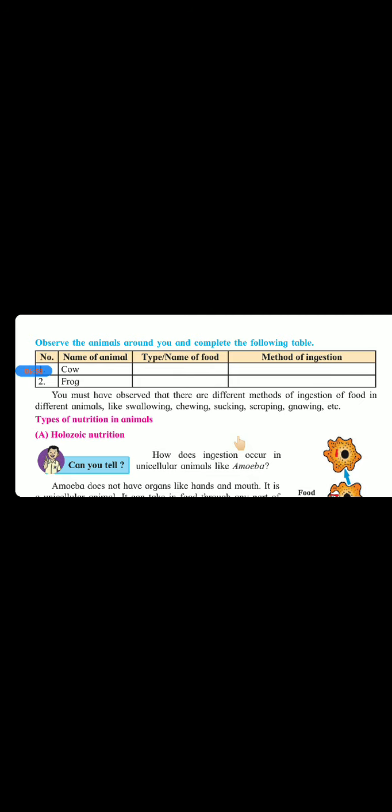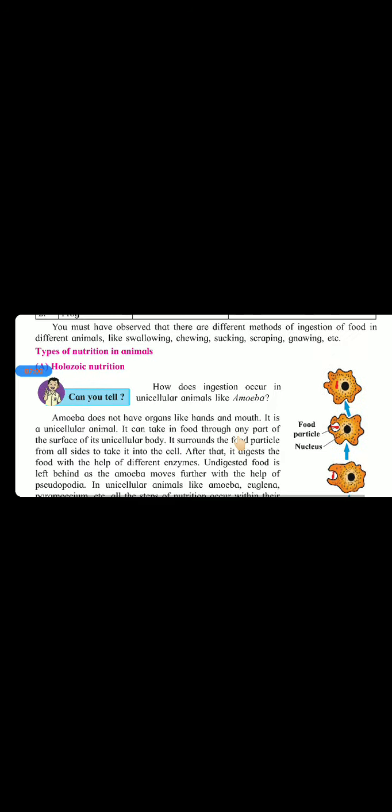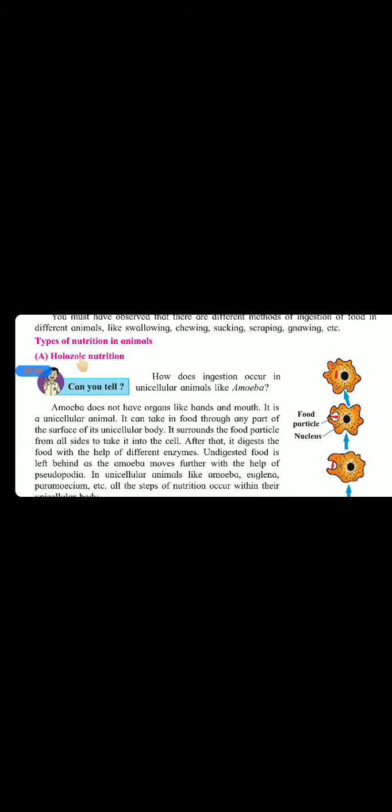Next topic we have is types of nutrition in animals. From that we will see holozoic nutrition. The meaning of holozoic is that the animals depend on other animals for their food. They belong to the holozoic.